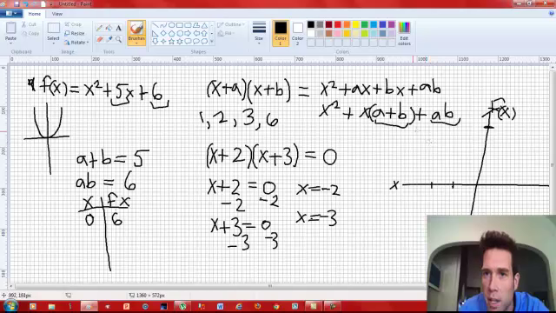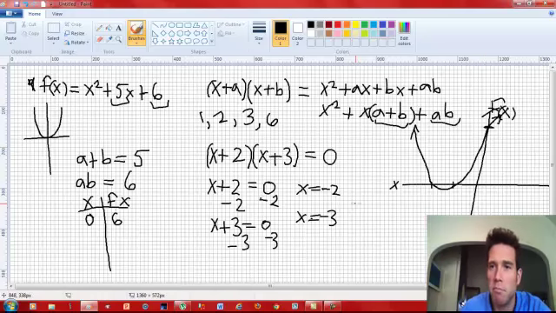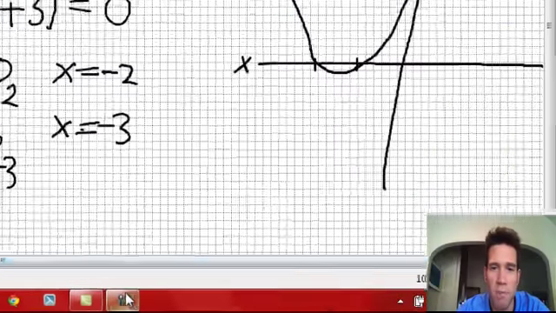So this graph is going to come down, cross around there, and intersect right there, and then head on up to infinity on both sides. So we have our cross sections on our x-axis here, and we have our y-intercept here on our y-axis as well. And that is how you graph a polynomial equation, otherwise known as a quadratic equation.